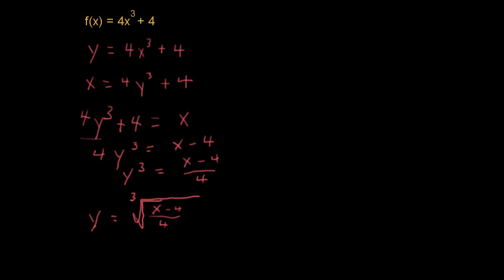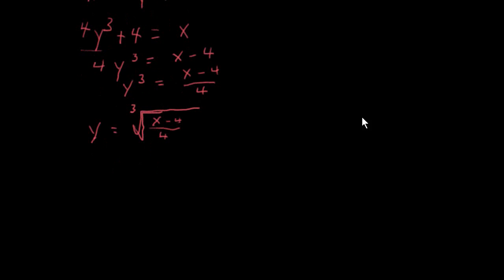Okay, that was step number 3. And there's only one more step. The final step is to replace this y with the notation for the inverse, which looks like this. f to the negative 1 of x, oops, not of y, of x. This just means the inverse. So f inverse of x is equal to the cube root of x minus 4 divided by 4.